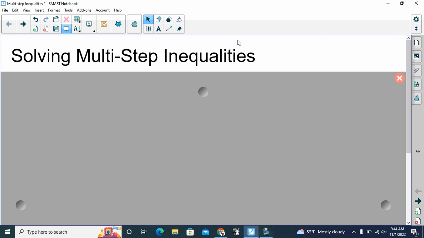Today's notes are all on solving multi-step inequalities. We've solved one-step inequalities. We've solved two-step inequalities. Quick reminder, we solve inequalities exactly the same way we solve equations. We've got one more rule. That rule is if we multiply or divide both sides of the inequality by a negative number, we need to flip the inequality around the other way.